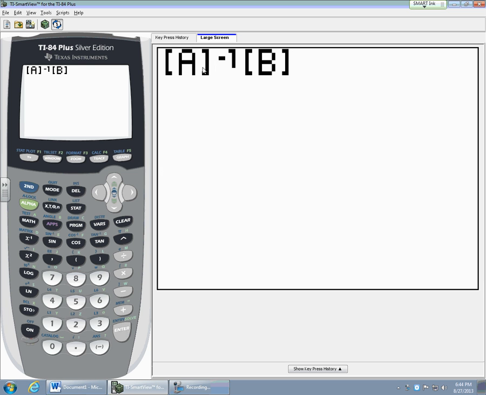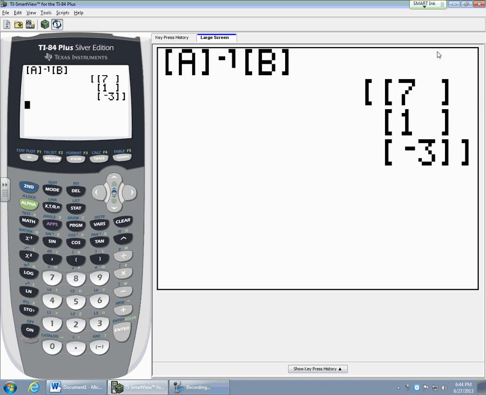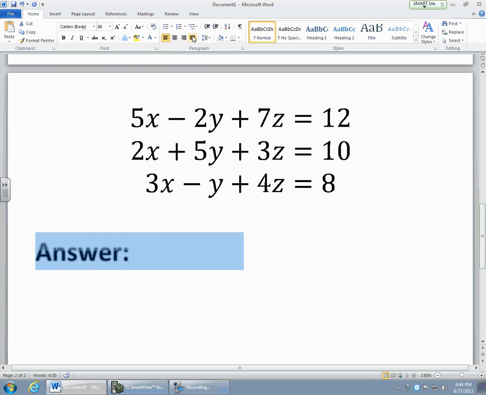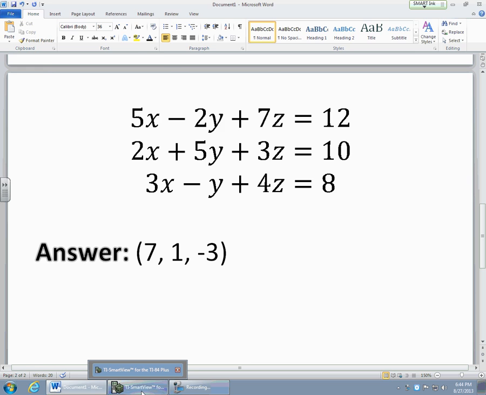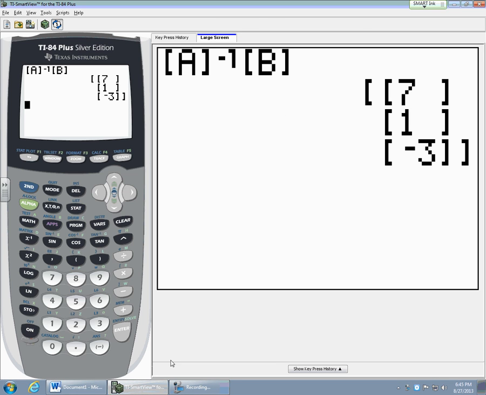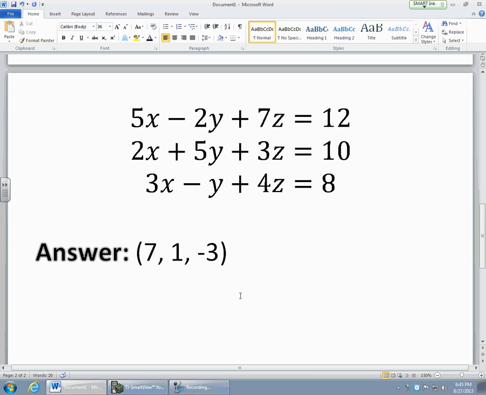And so when you do that, we're now going to be solving, so we're going to press enter, and it spits out these 3 values. This first value will be the x value, 1 is the y value, and -3 is the z value. And if we look here, that's how we type it into our parentheses there, into a coordinate: 7, 1, -3. Alrighty, that's how you solve a 3 by 3 system using a graphing calculator.